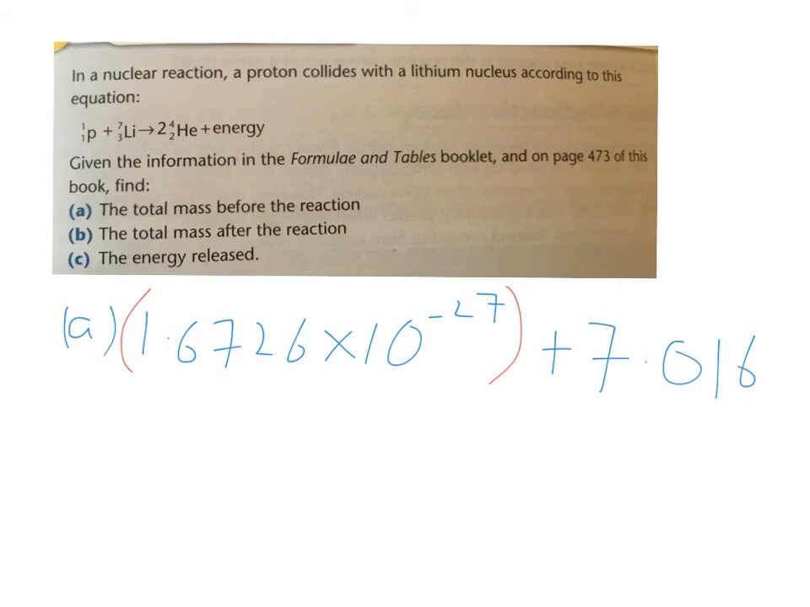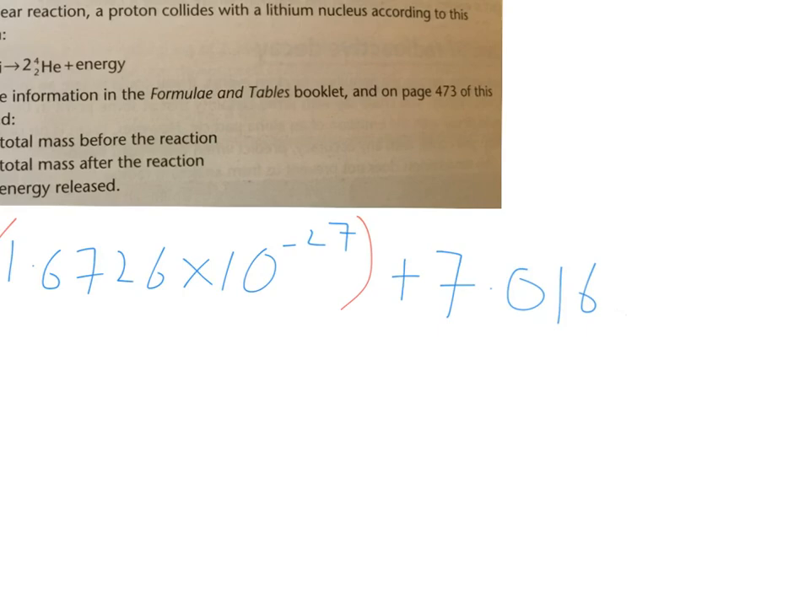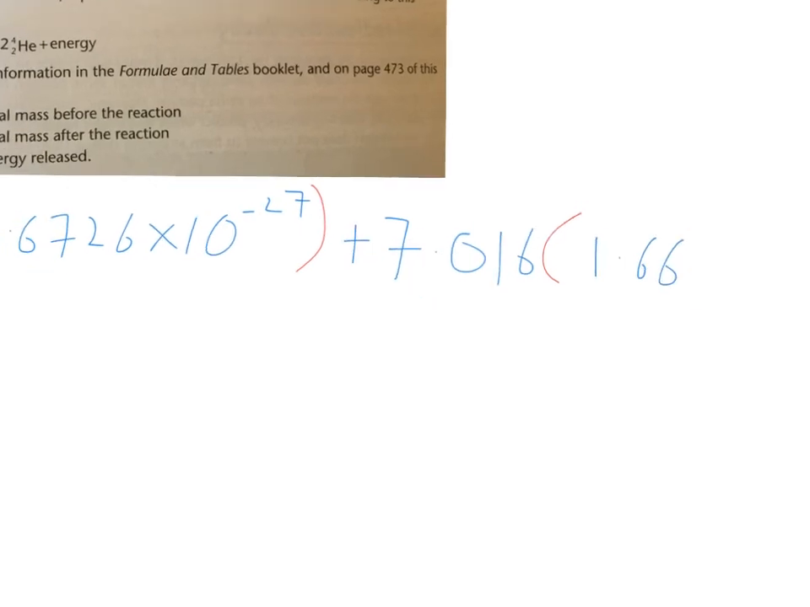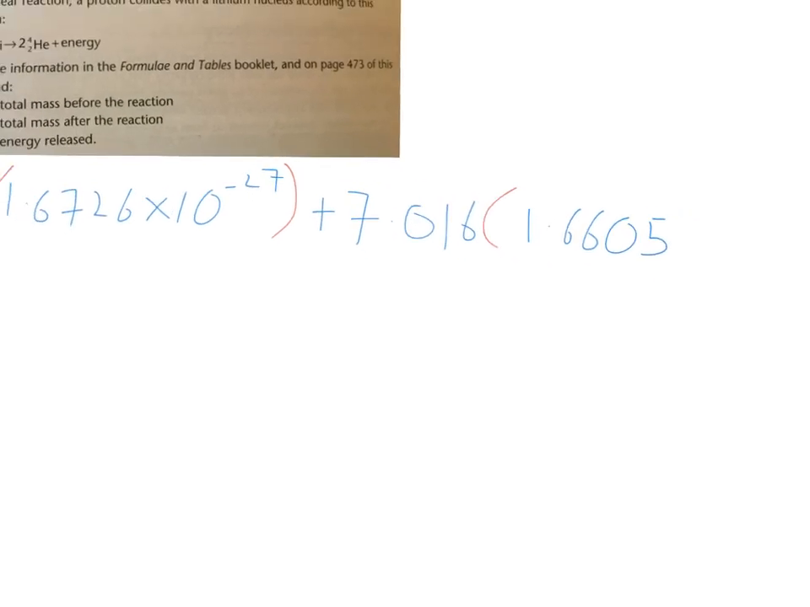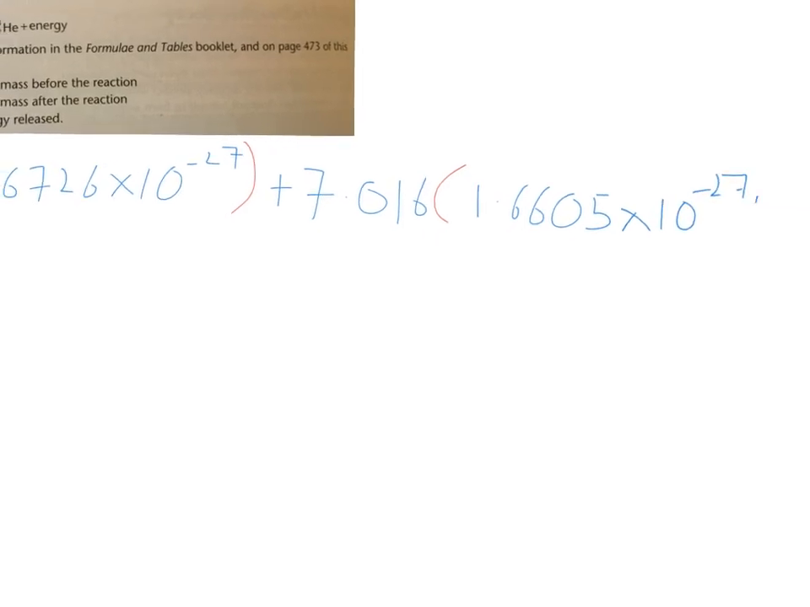So it's 7.016 atomic mass units. And we know that 1 atomic mass unit is equal to 1.6605 by 10 to the minus 27 kilograms.